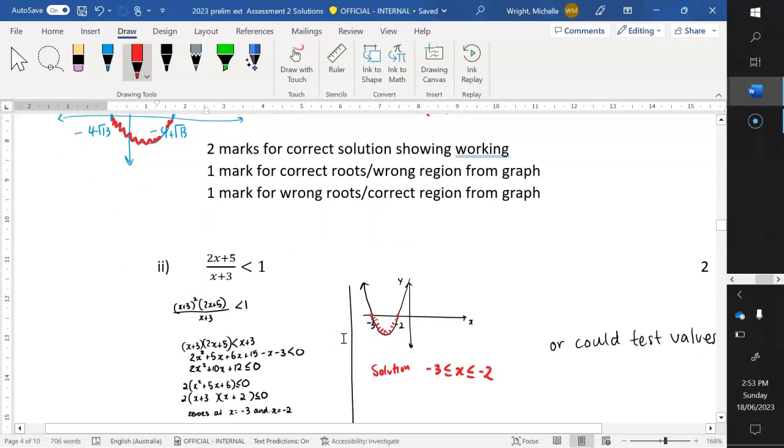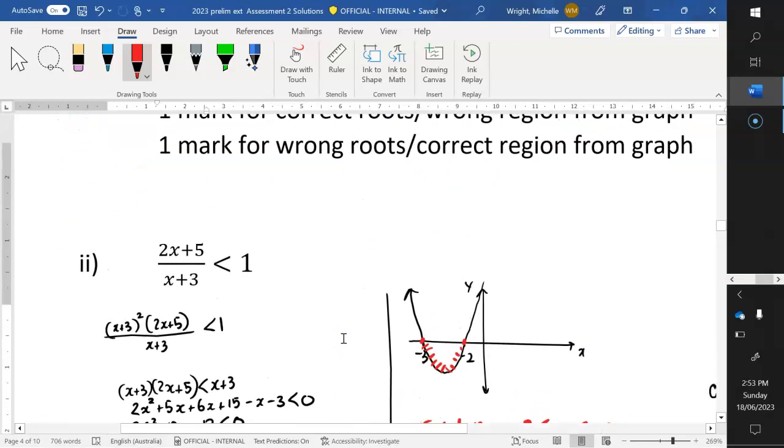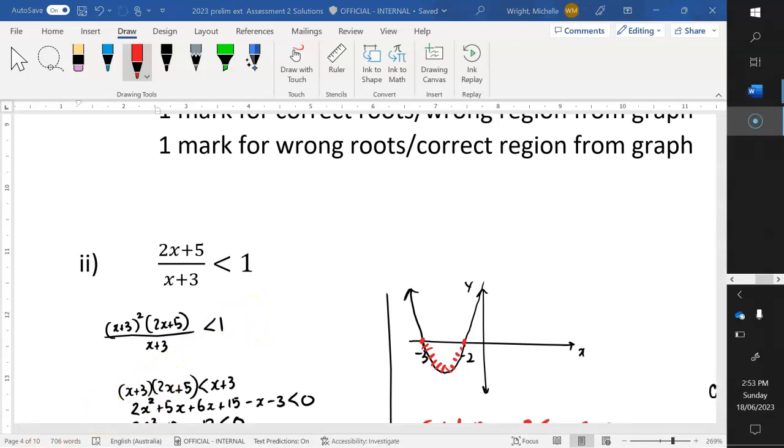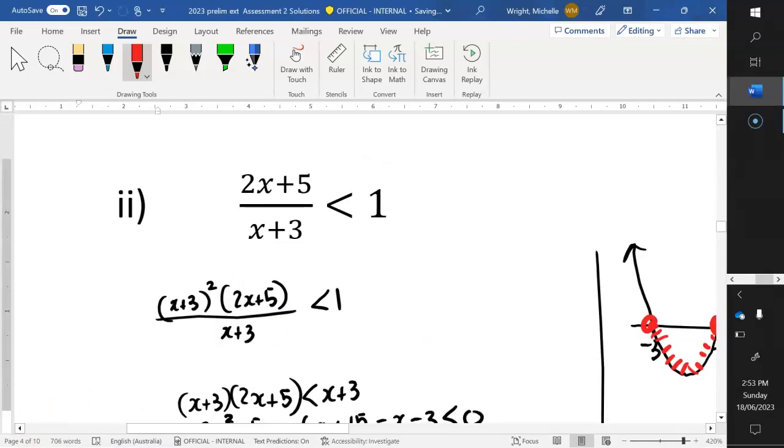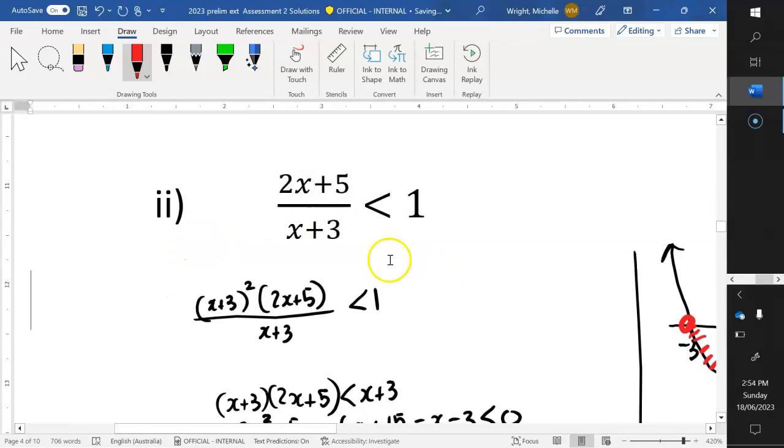The next one. Now, I wasn't as happy with this question. I thought more of us would have got this one out. So we want to talk through this one. Now, there's a couple of ways to do a question like this. And a lot of you are wanting to solve it the way that you might have done in year 10 or in your advanced course, where you just multiply both sides by x plus 3. Now, you can't do that because there's an inequality sign in there, and we don't know if that sign needs to change because we don't know if we're multiplying or dividing by a negative.